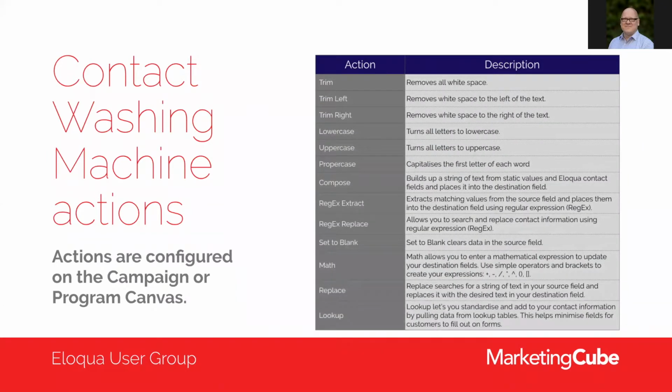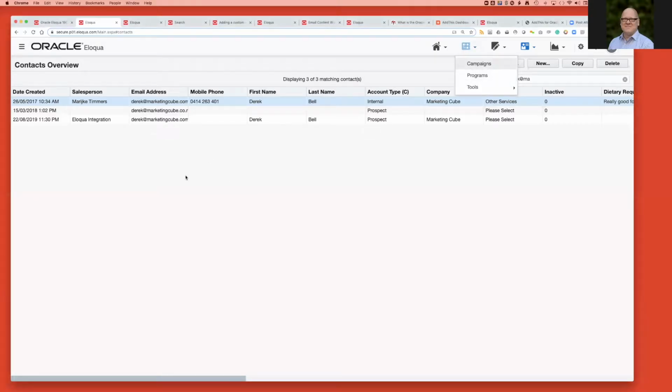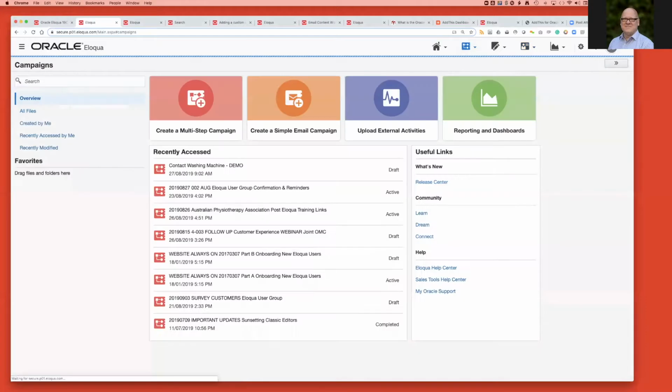So this information you can find in the Help Center, by the way, and it will show you all the different bits and pieces. Let me just jump in here for a second and give you an example as to what that might actually look like. So we've got the contact washing machine.